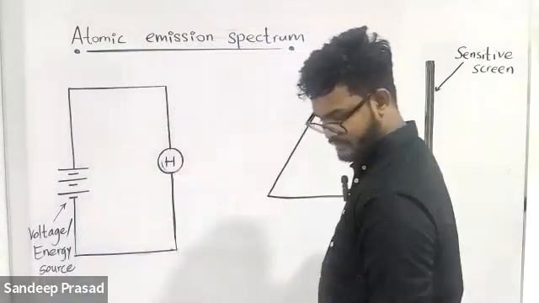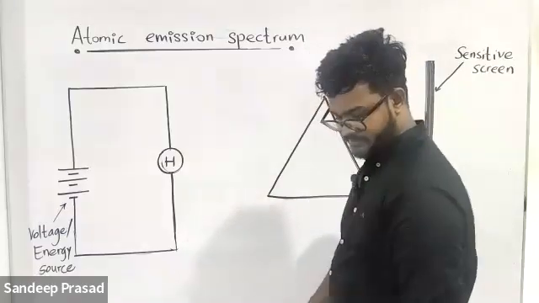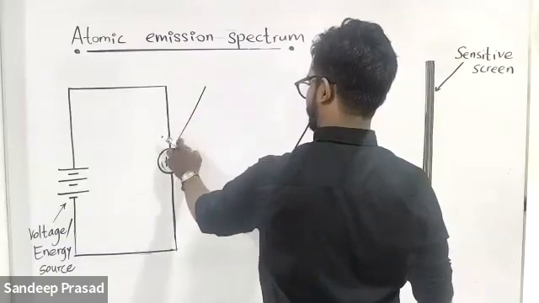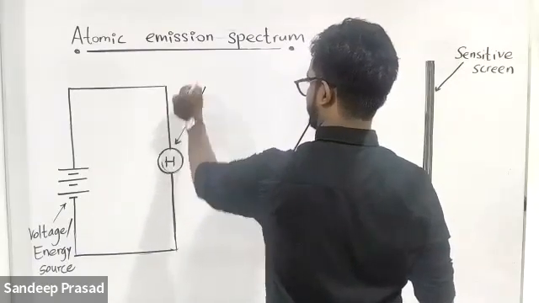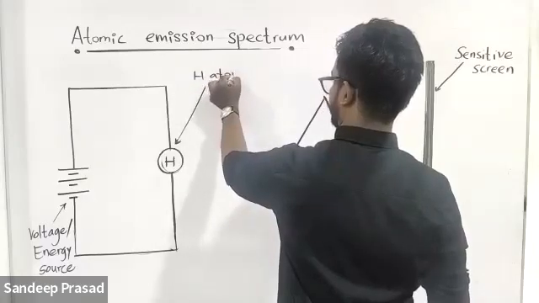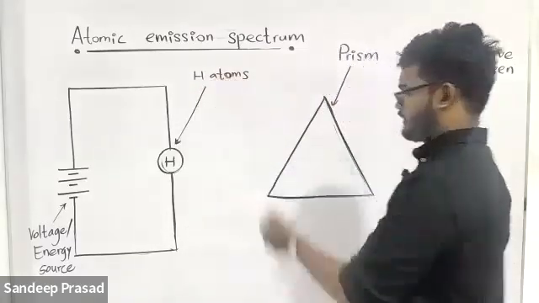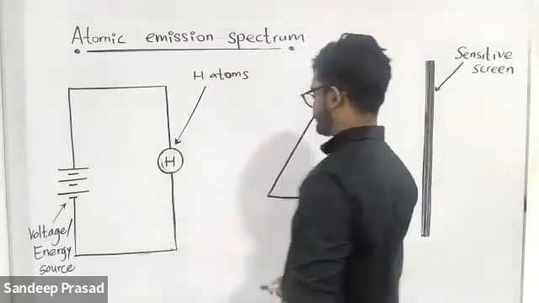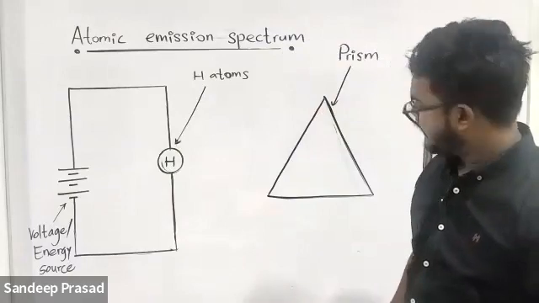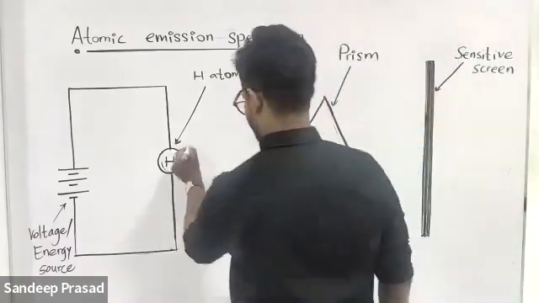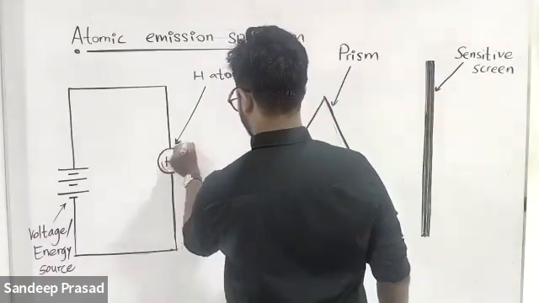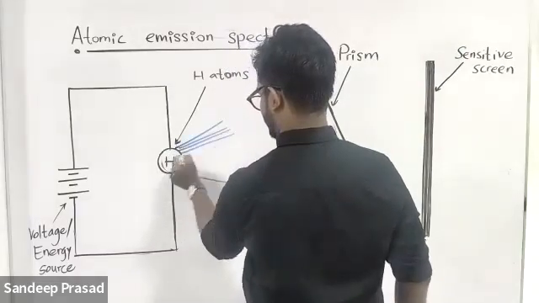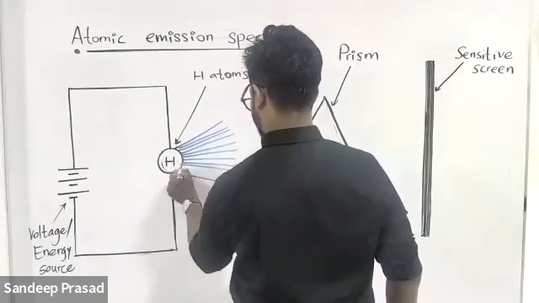And this is hydrogen atoms. In this chamber, we have hydrogen atoms, a kind of chamber, right? Connected to this source. And this chamber is emitting some radiations in this way. It's emitting some energy radiations.